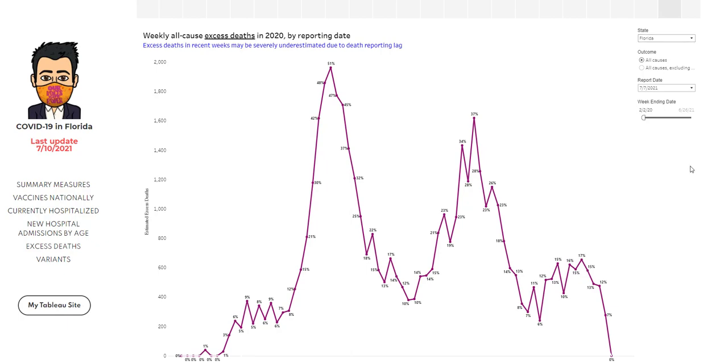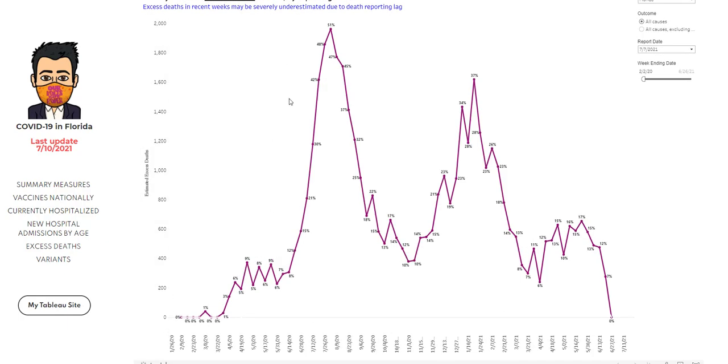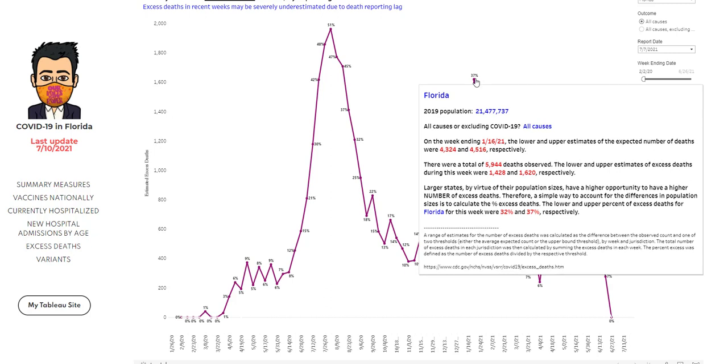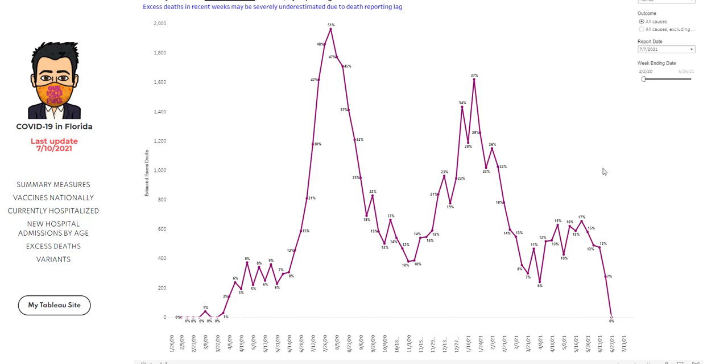You pick your state of interest, and it's just going to show you how the percentage of excess deaths has changed over time. And so, this tends to mirror the epidemic curve. When you have a lot of cases, you have a lot of hospitalizations, you have a lot of deaths. And so this mirrors the epidemic curve, but it's cool because you can hover over any data point and get very granular information on the number of observed deaths, the number that we would have expected, and then the all-cause excess deaths and the percent excess deaths.